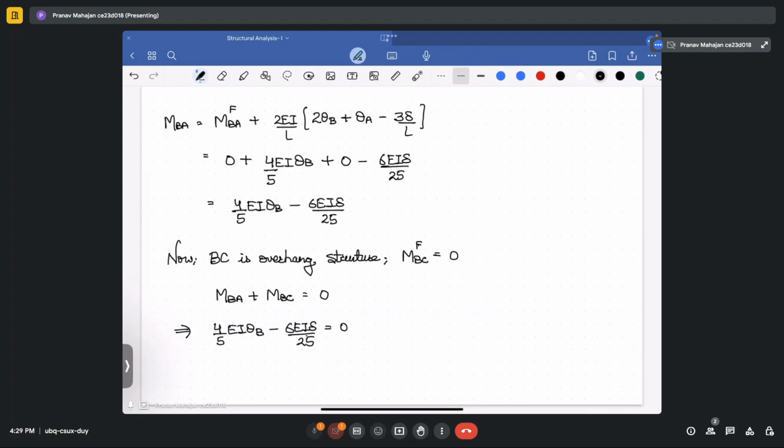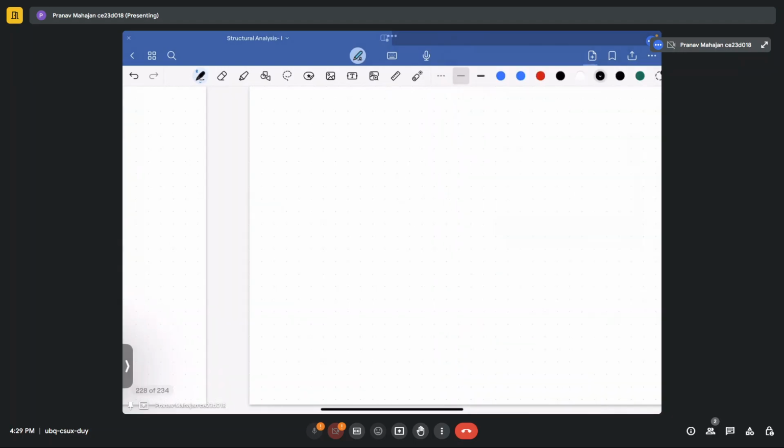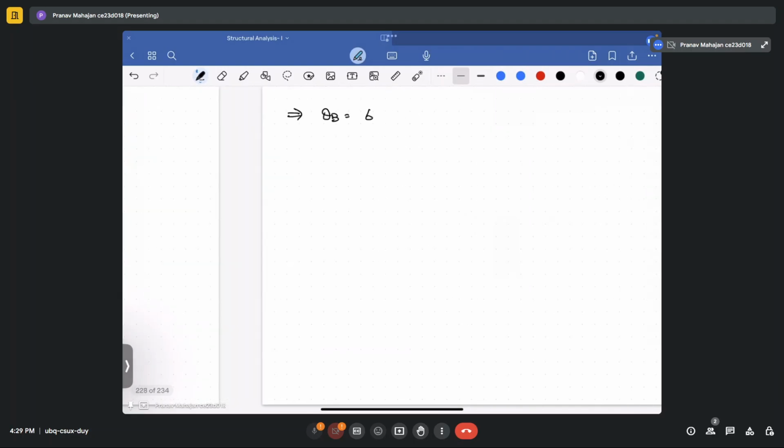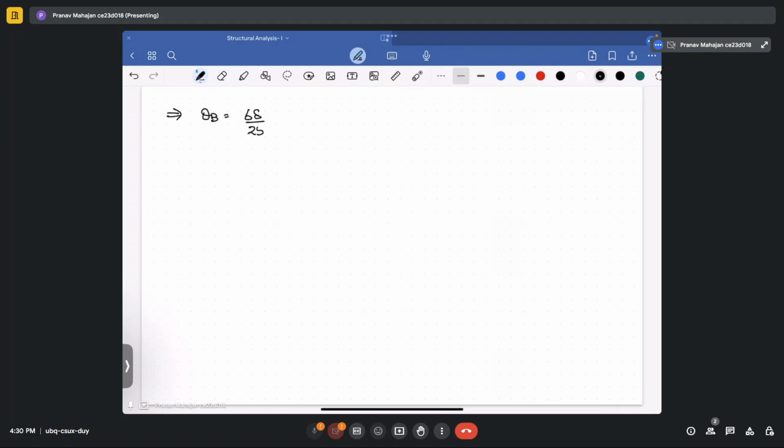Okay, so now substitute all the parameters that are given to you. Let's reduce the equation first. 4 by 5 theta B minus 6 delta upon 25 equal to 0. If you make it simpler, theta B is equal to 6 delta upon 25 into 5 by 4.